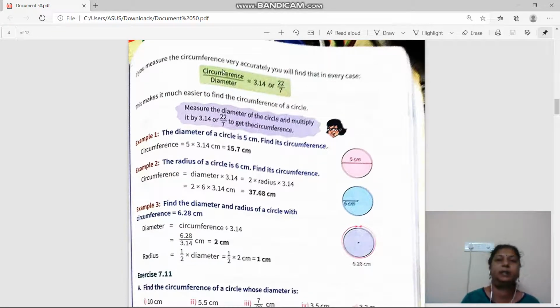If you measure the circumference very accurately, you will find in each case circumference upon diameter is equal to 3.14. It is given in decimal form. If you convert it into a fraction, it is 22 upon 7. So we can take any one of these, 3.14 or 22 upon 7, depending on the example. This makes it easier to find the circumference of a circle. Measure the diameter of a circle and multiply it by 3.14 or 22 upon 7, we get the circumference.